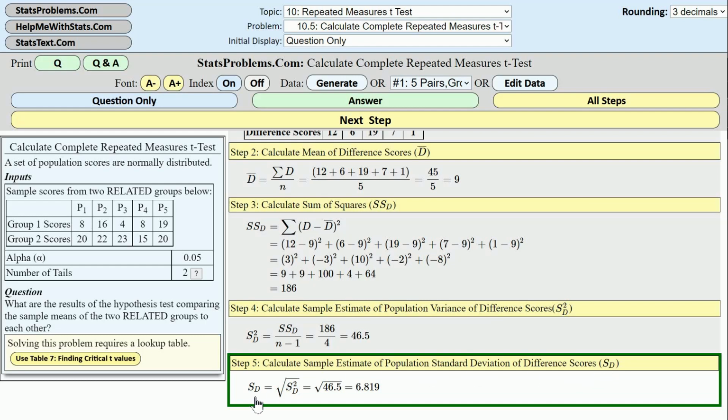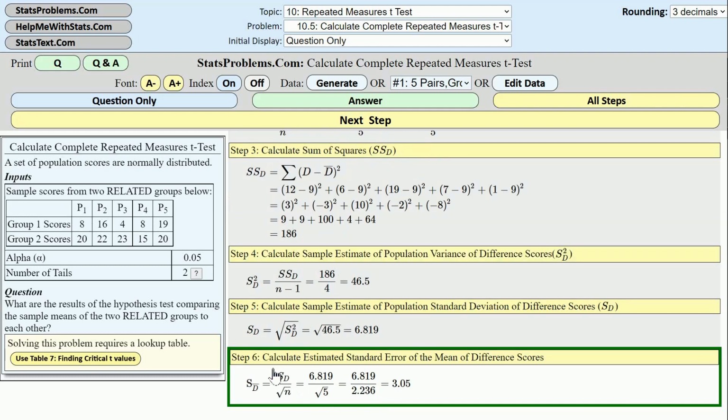In Step 5, we calculate the sample estimate of population standard deviation of the difference scores, SD. The sample estimate of population standard deviation of the difference scores, SD, is equal to the square root of the sample estimate of population variance of the difference scores, S squared d. In this example, SD is equal to the square root of 46.5, which works out to 6.819.